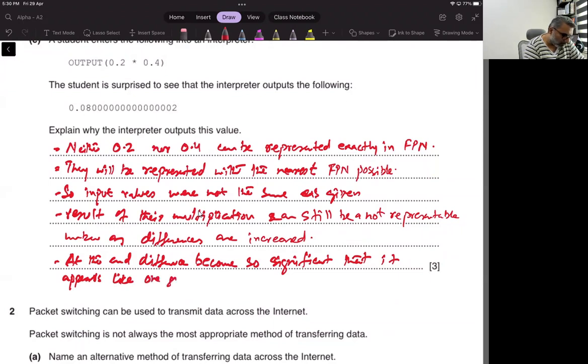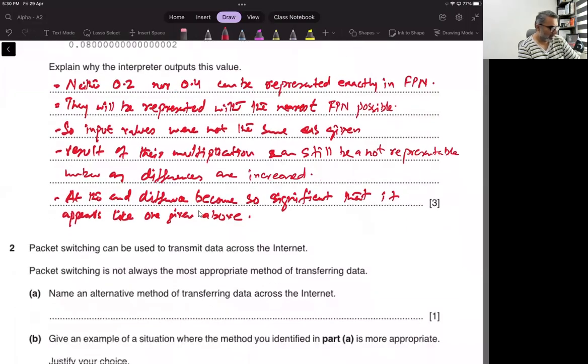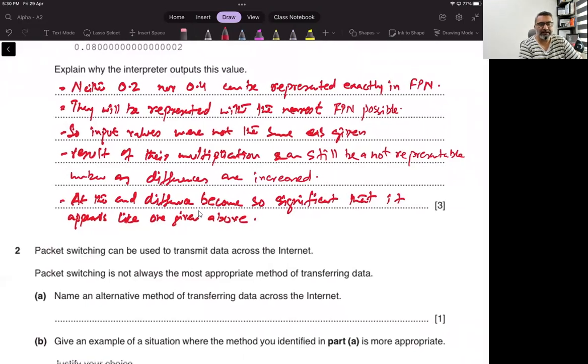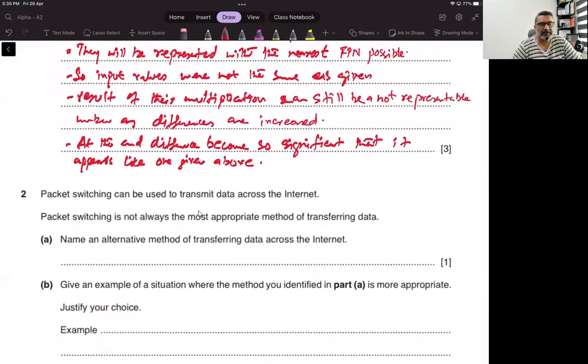Okay, packet switching can be used to transmit data across the internet. Packet switching is not always the most appropriate method for transferring the data. Name an alternate method of transferring the data across the internet. So that is called circuit switching.